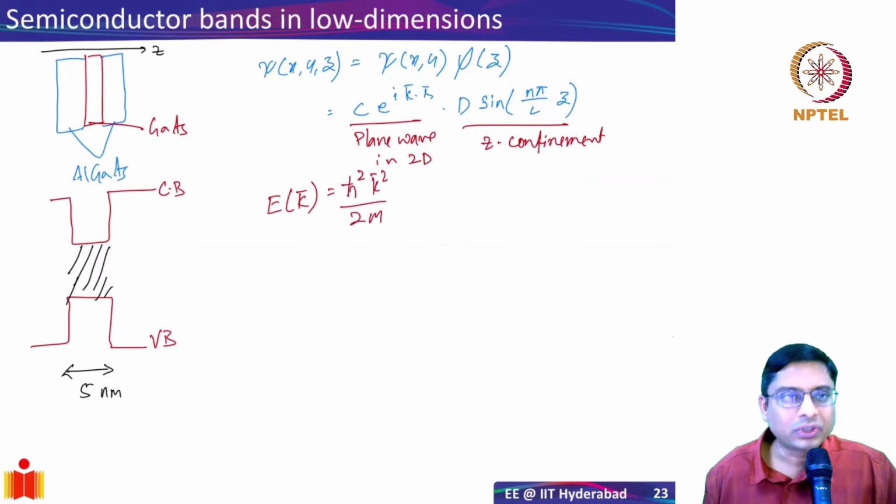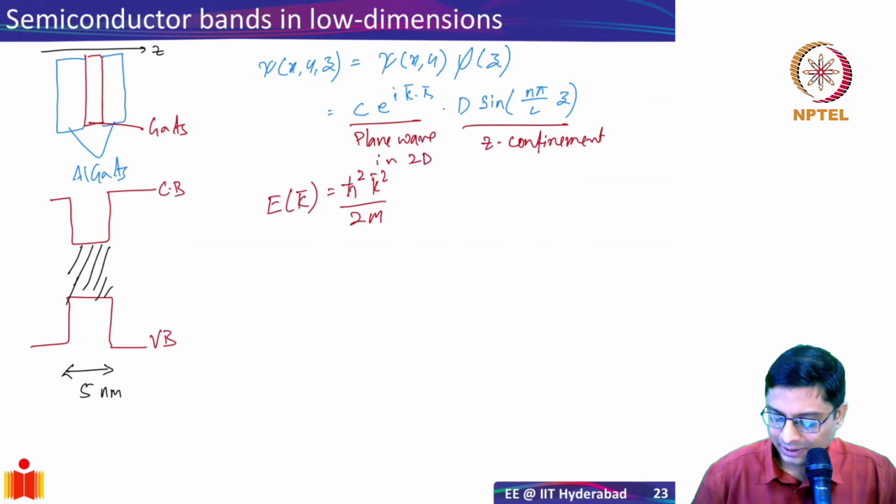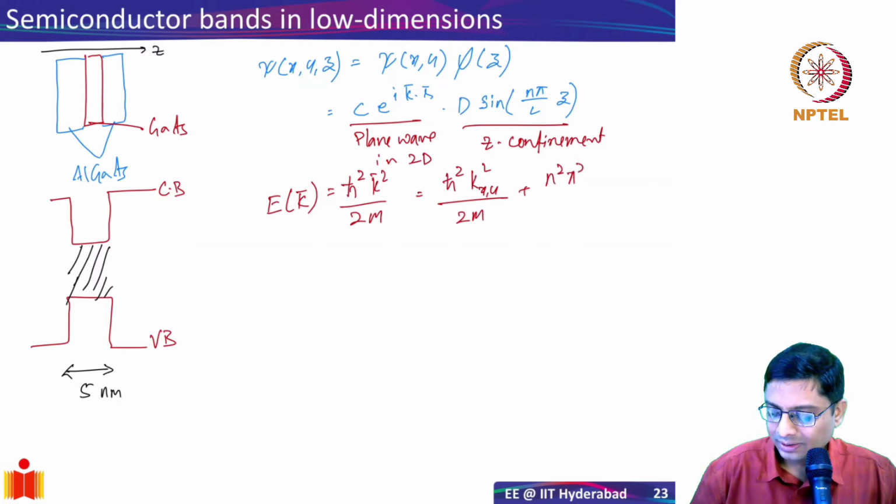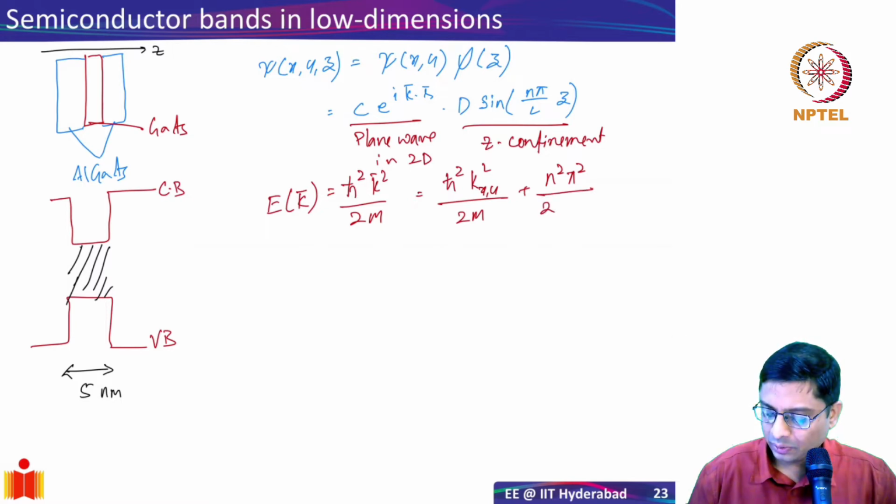But now, because k has kx and ky components and then a kz component, I can write the energy as h cross square, kx comma y, which I'll simply represent, by 2m plus n square pi square by 2m. Let's say the confinement length was L square. So this should be h bar square. That's what I was missing.